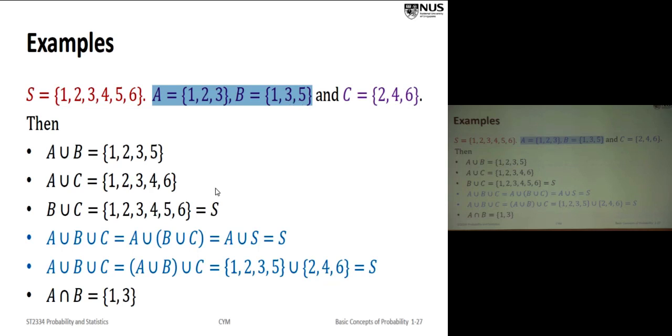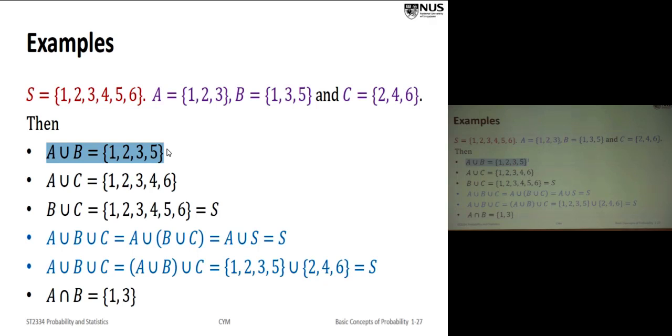So let's have a look. Well, 1 is in A, so immediately that's in. 2 is in A, so that's immediately in. 3 is in A, that's immediately in. Now if I look at the set B, well, 1 and 3 are already there, so I'm not going to repeat those. And then I have the extra element 5. So the union of A and B, or A or B, is just the set 1, 2, 3, 5.